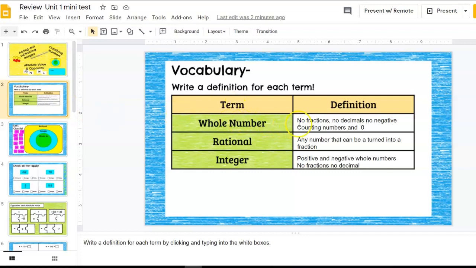A whole number. Remember, a whole number has no fractions, no decimals, and no negatives. It is our counting numbers and 0. That's 0, 1, 2, 3, 4, 5. Our rational numbers is any number that can be turned into a fraction. That's basically all of your numbers. Integers are your positive and negative numbers. Integers can have no fractions and no decimals.